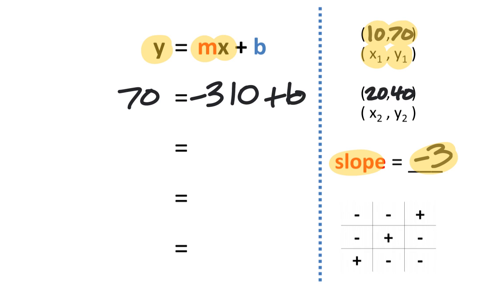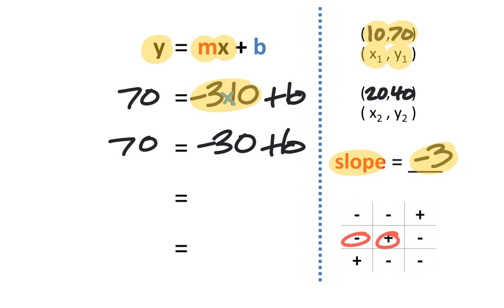Now this looks a little bit strange. This looks like negative 310. There is actually a multiplication between these two numbers. I'm going to simplify negative 3 times 10 in my next line of work. The 70 is going to stay the same. Negative 3 times 10 is going to be negative 30, and the plus b stays exactly the same. Now, why is this negative? It is negative because when you have a negative times a positive, that's going to give you a negative number.